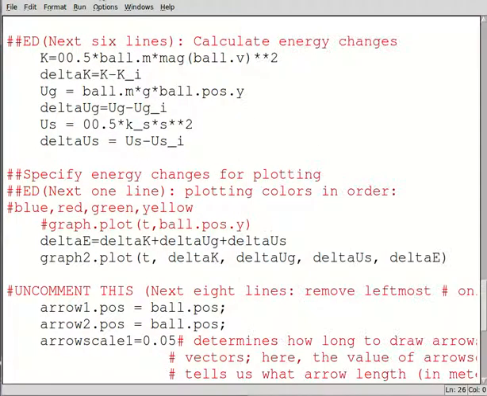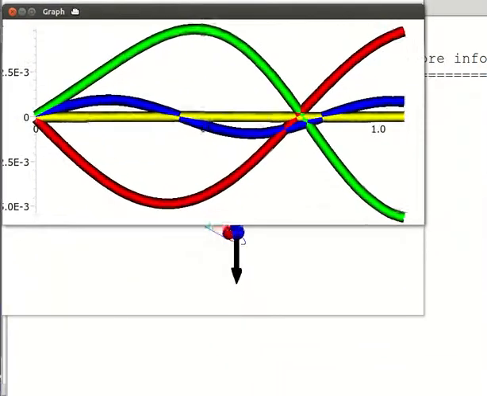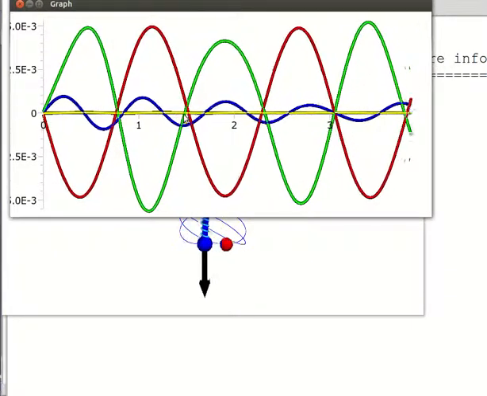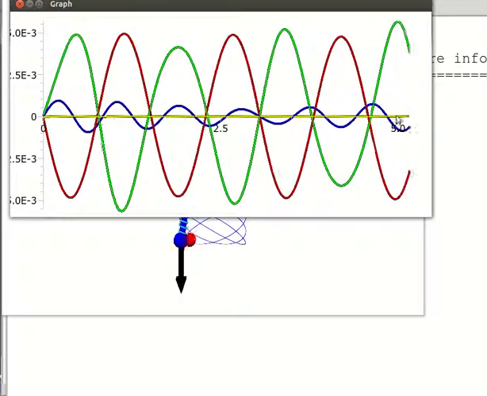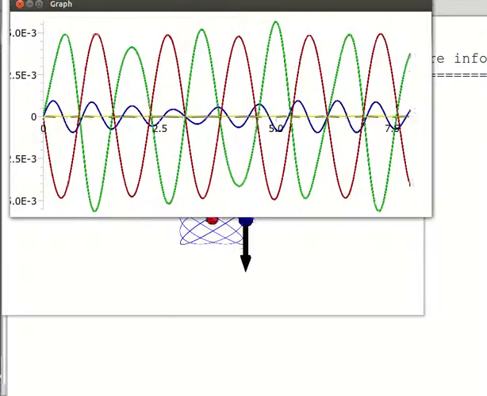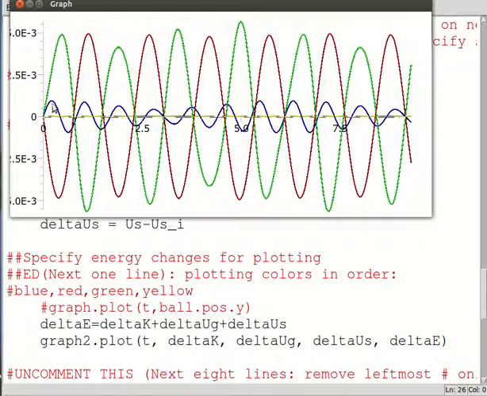Running the code, we observe the flow of energy. And we also note that delta E is equal to 0. In the graph we had delta K in red, delta UG in green, delta US in blue, and delta E in yellow.